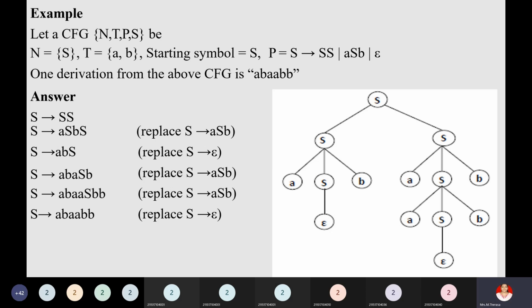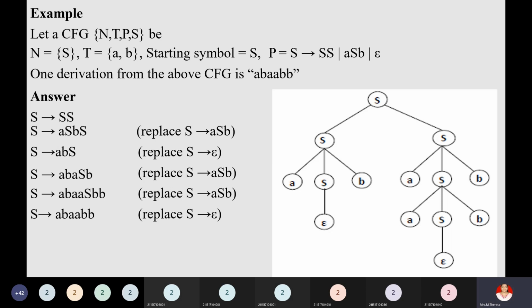Suppose you want to derive the string abaabb from the given grammar. How can you derive it? Always you need to start with S, the start symbol. This S can be replaced by SS or aSb. Suppose you take SS. Then you can replace the first S by any of its production rules. Suppose you replace it by aSb. Then you can replace this S by epsilon.